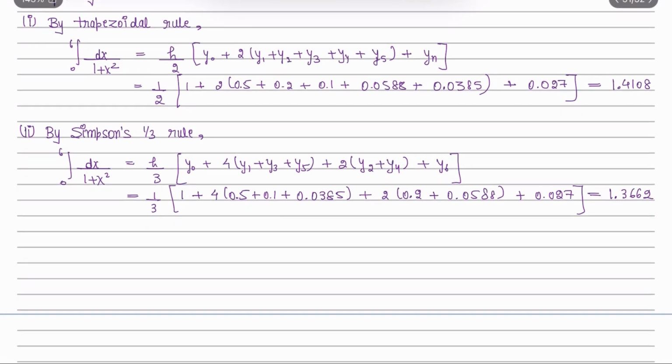For finding the actual value, the integration of the given function is tan inverse x.